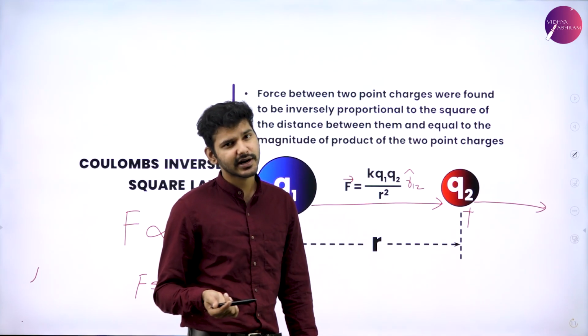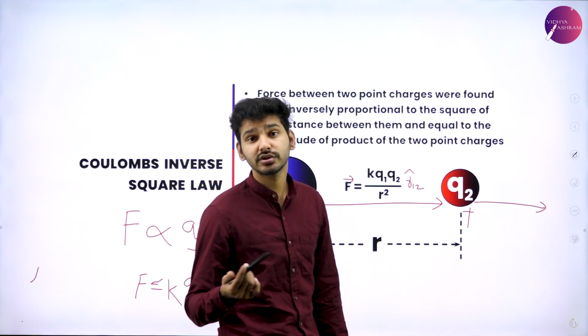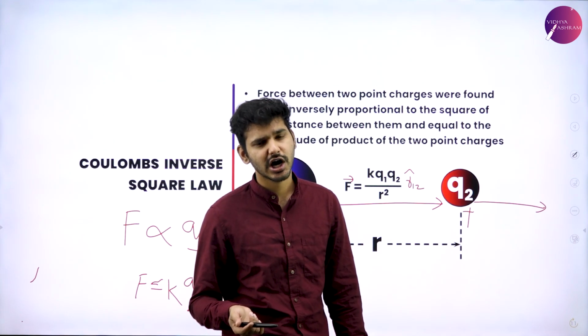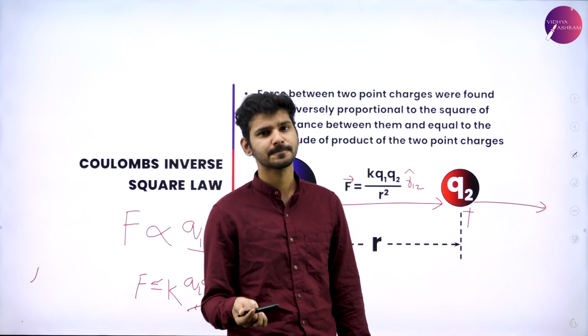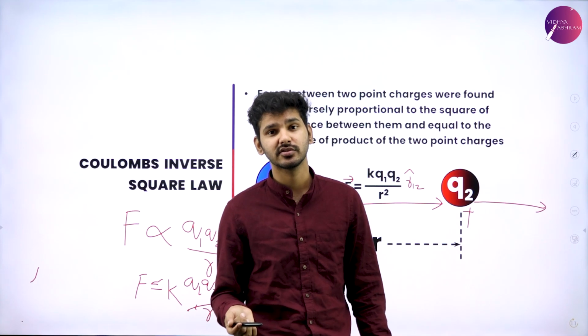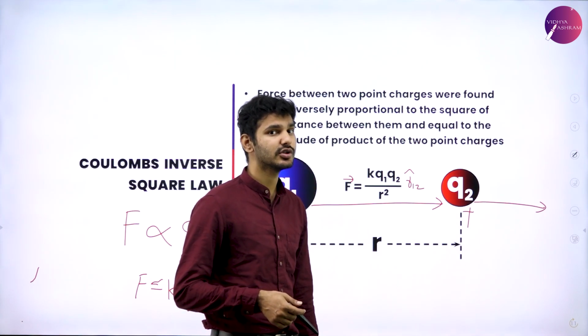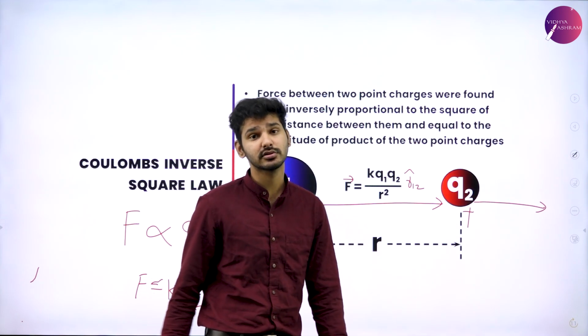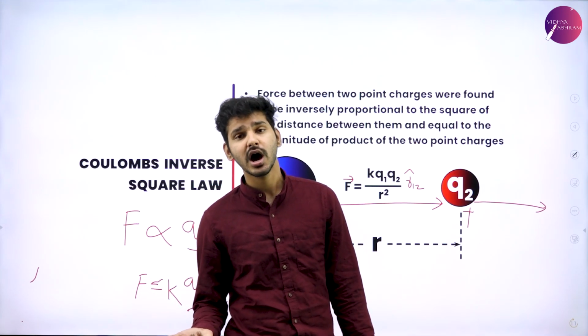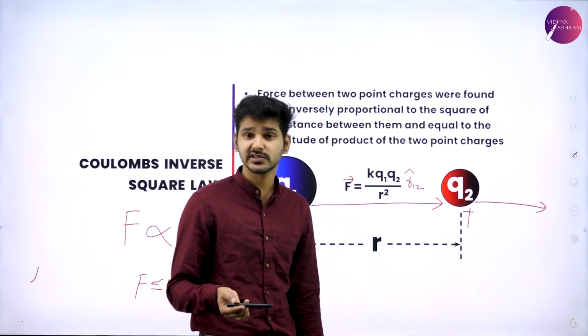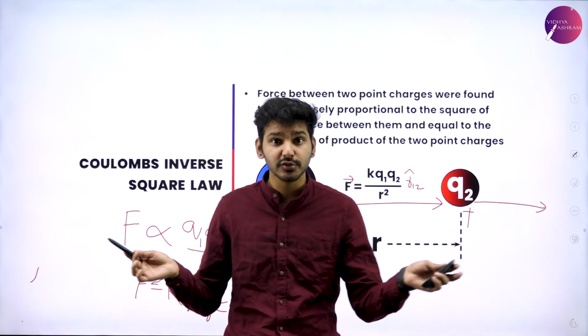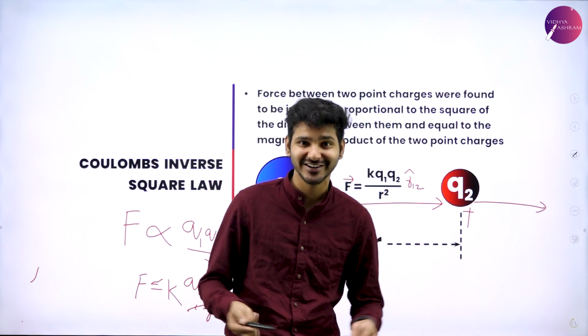But more importantly right now, what if there are more than 2 or 3 charges present in a system? How do you calculate the force then? What if there are 100 charges? What if there are 1000 charges? How do you calculate the force between them? If there were 2 charges, we can use Coulomb's law, that is Q1 Q2 by r square. But what if there are 10 charges, 20 charges, 100 charges, 1000 charges? How are you going to do that?